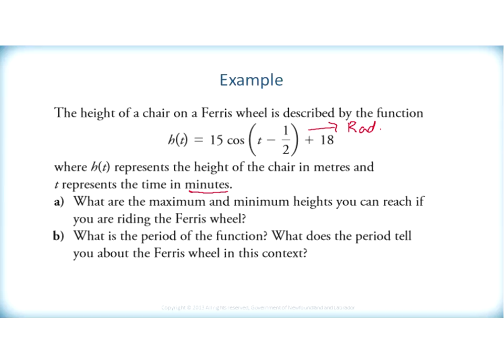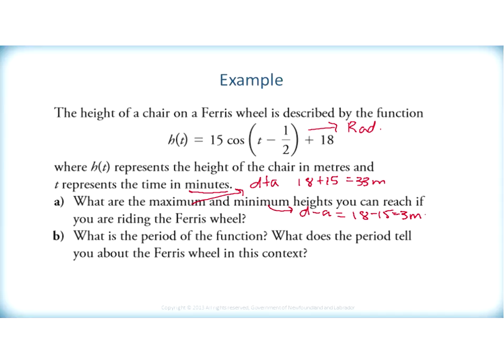So of course the maximum will be d plus a, and in this case d is 18 and a is 15. So the maximum will be 33 meters. The minimum is d subtract a, and here d is 18 and a is 15, which will give us the minimum is 3 meters.